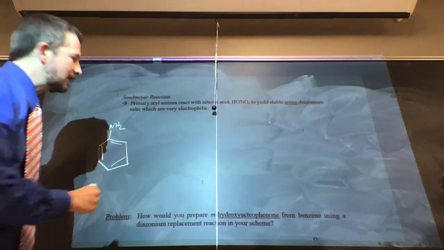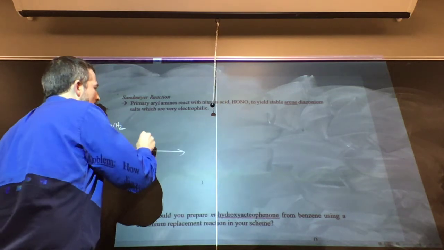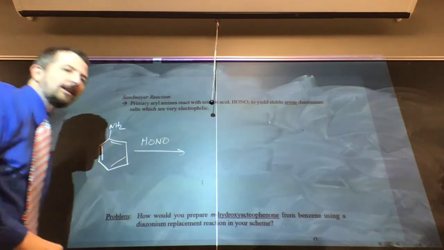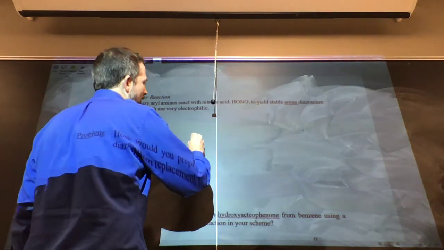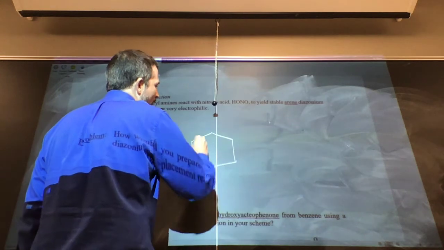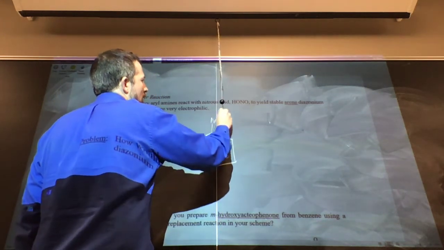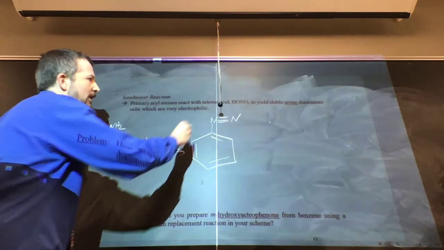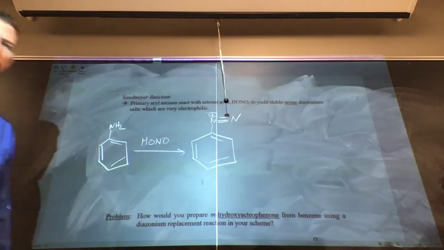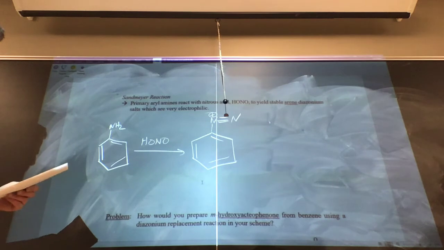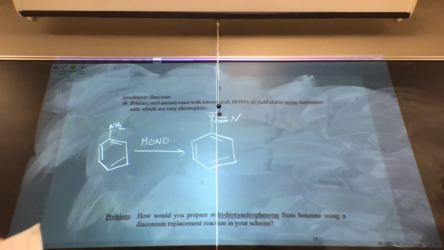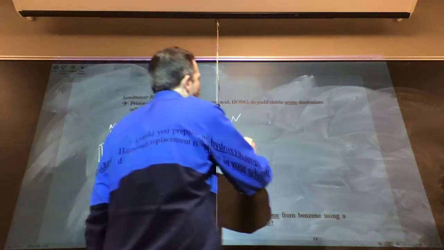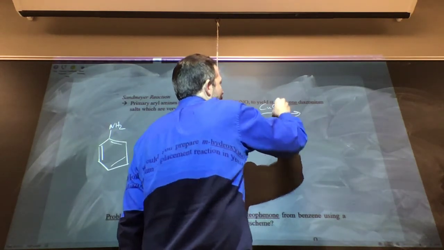So you have your amine. You react that with your nitrous acid. So what your arene diazonium salt looks like would be this. Okay. Those things are very electrophilic, and so you can react them. You lose nitrogen as a byproduct here, but you can react with various things.